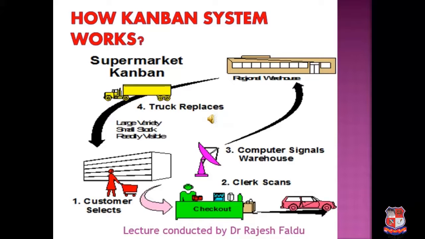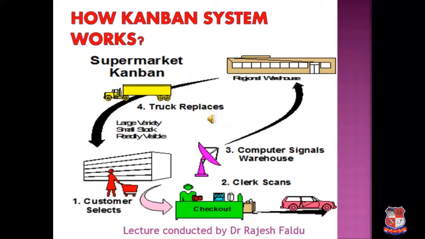So a large variety is always maintained in the supermarket, because once the inventory falls to a certain level, the computer signals the warehouse and the truck replaces that. When the clerk scans the items which the customer has bought, automatically the signal goes to the warehouse once the items fall to a certain level. So by these ways, a large variety is always maintained in the supermarket in a small stock, and it's readily visible.